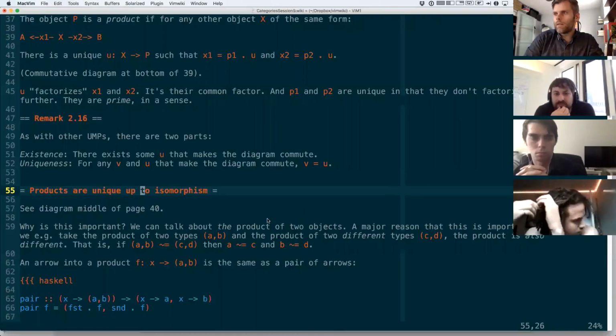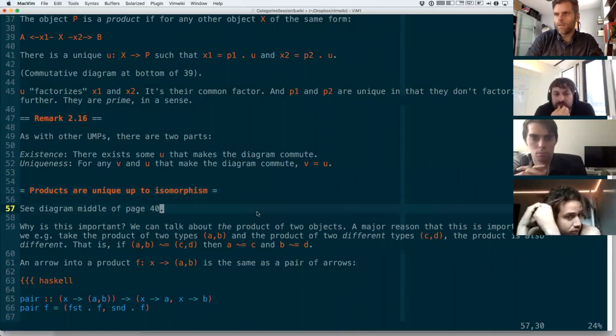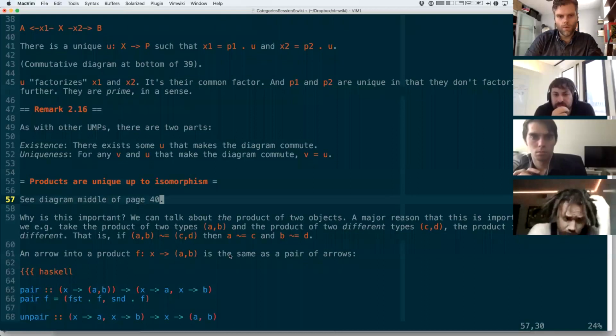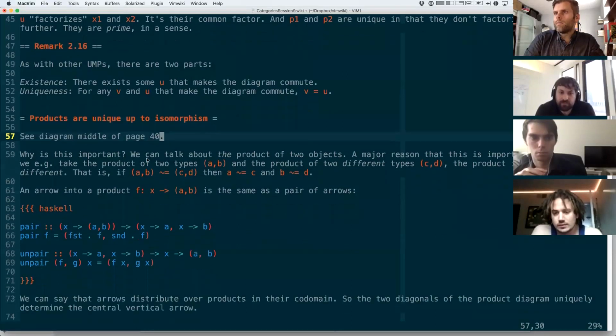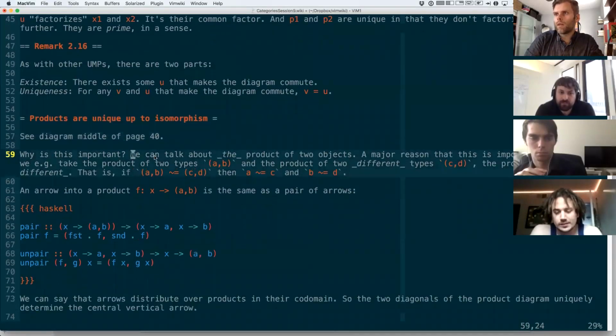So it's not that P necessarily is Q, but it is isomorphic to it. In fact, there can be lots of different products in a category, but what this is saying is that they are all isomorphic to one another. Okay, so why is it important that products are unique up to unique isomorphism?